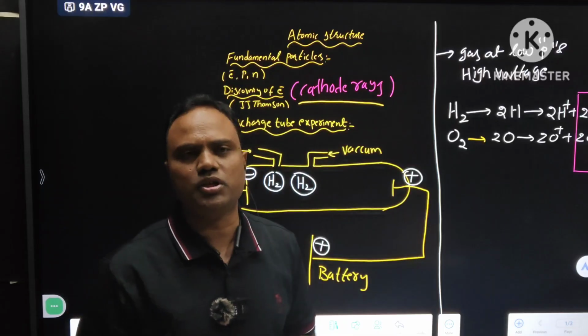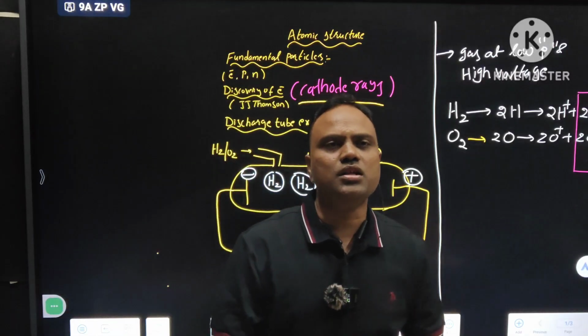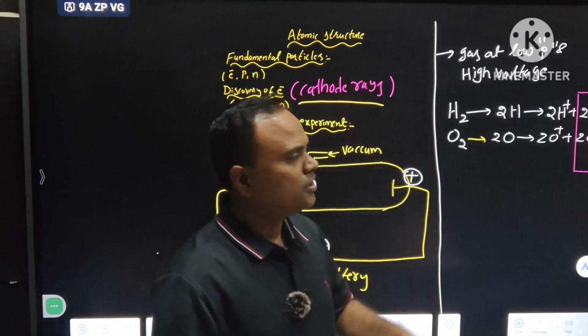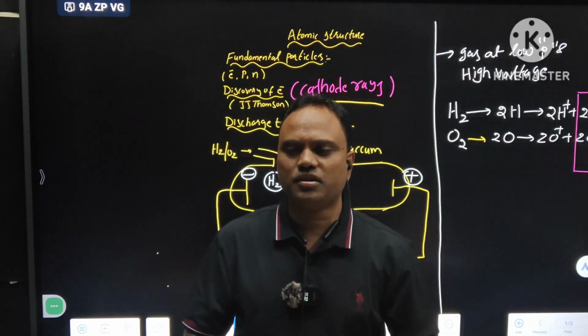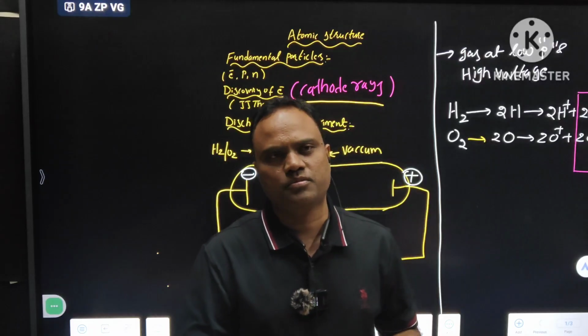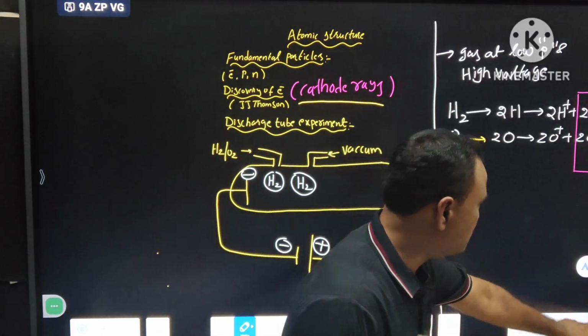Very, very important part: the nature of the electrons is independent of the nature of the gas. The nature of the protons depends on the nature of the gas present in the discharge tube. Clear? I'll write that formula also.